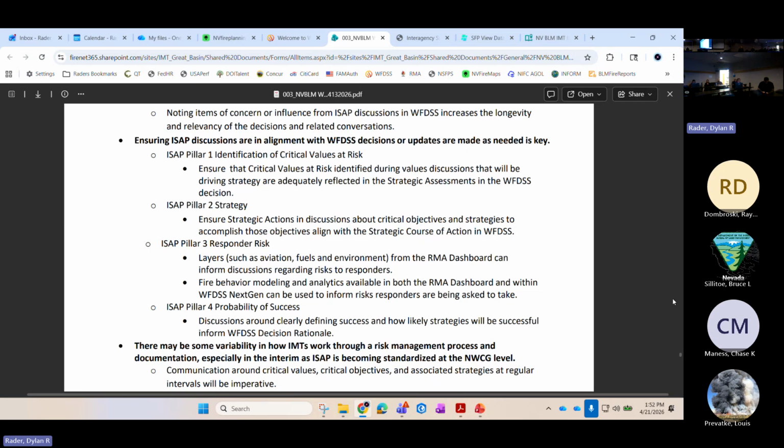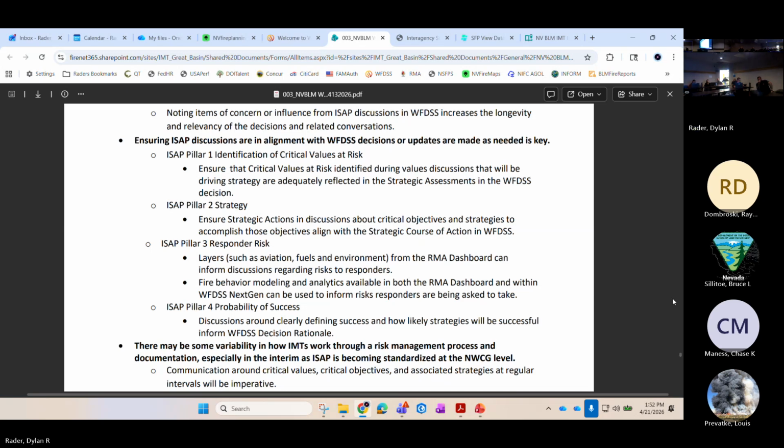And it's just a process that includes agency administrators, FMOs, team members, and any other stakeholders that are involved, to make sure that when a team comes in, they can be successful. And between team and agency administrator, they have a good understanding of what the priorities are and what the values at risk are.